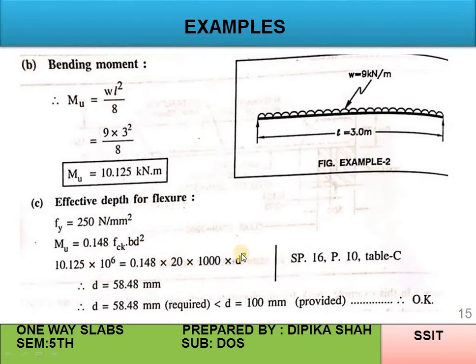Fy 20 है. B हम लोग 1000 लेंगे क्योंकि हम 1 मीटर स्ट्रिप के लिए कैलकुलेट कर रहे हैं. और D हमें फाइंड आउट करना है. तो इसको D को सब्जेक्ट बना के हमें D कितना मिल रहा है यहाँ पे 58.48 mm, राइट. और हम लोगों ने प्रोवाइड कितना किया है 100 mm. मतलब कि अवर D रिक्वायर्ड इज लेस देन अवर D प्रोवाइडेड. दैट मीन्स अवर डिजाइन इज ओके.